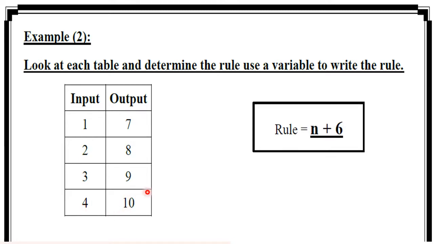The rule here is n, which is the variable, plus 6. So here, when we make n 1, so 1 plus 6 will get 7, which is the output. When we have here n 2, so 2 plus 6, it will be 8, which is the output. Now 3, which is n, so 3 plus 6, it will be 9, the output. And the last one is 4, 4 plus 6, it will be 10.